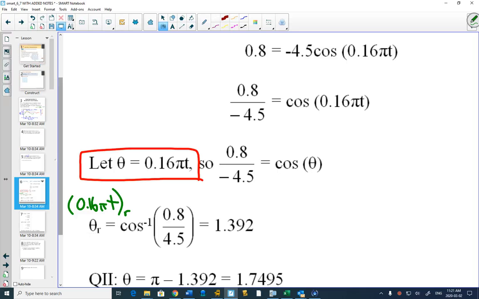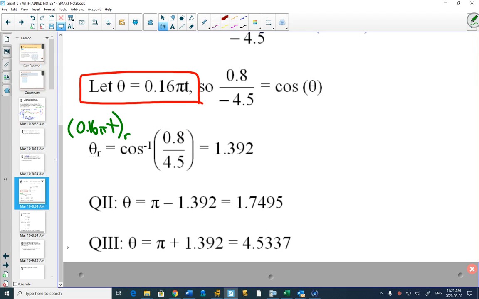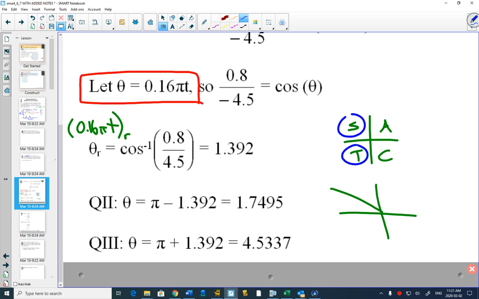Yes? For the two angles, because cos was negative, my CAST rule would say cos is negative in quadrant 2 and quadrant 3. And if I had my reference angle in quadrant 2, can you see that you'd have to go pi minus your reference angle? And if it was in quadrant 3, then you would go pi plus your reference angle. So that's dependent on your CAST rule, and it would change if it was sine or cos.